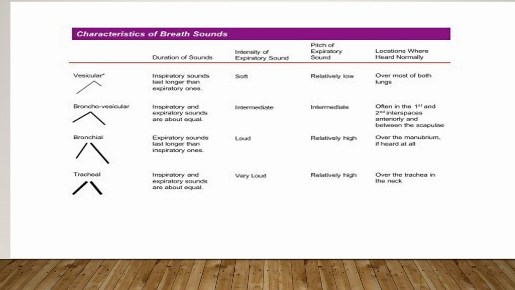Bronchial breath sound is loud and relatively high pitched, and the expiratory sound lasts longer than the inspiratory one. It is heard over the manubrium of the sternum. Tracheal sound, which is not used most of the time, has equal inspiratory and expiratory sounds, is very loud and relatively high pitched, and occurs over the trachea and the neck.